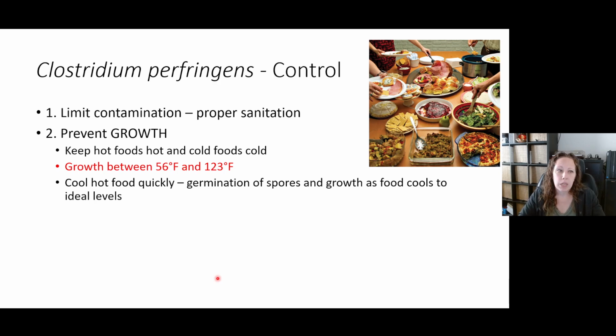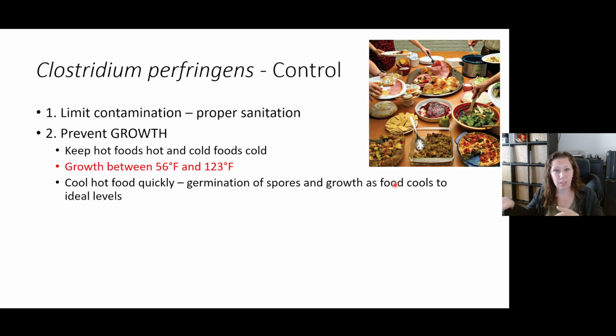So what does that mean? Hot food, cool it quickly, right? Potlucks are the perfect environment for Clostridium perfringens. You have catered events, cafeterias are also common places where outbreaks start. Thanksgiving and Christmas is the most common time of the year for C. perfringens outbreaks. All of that turkey or roast beef that is just sitting out for hours.